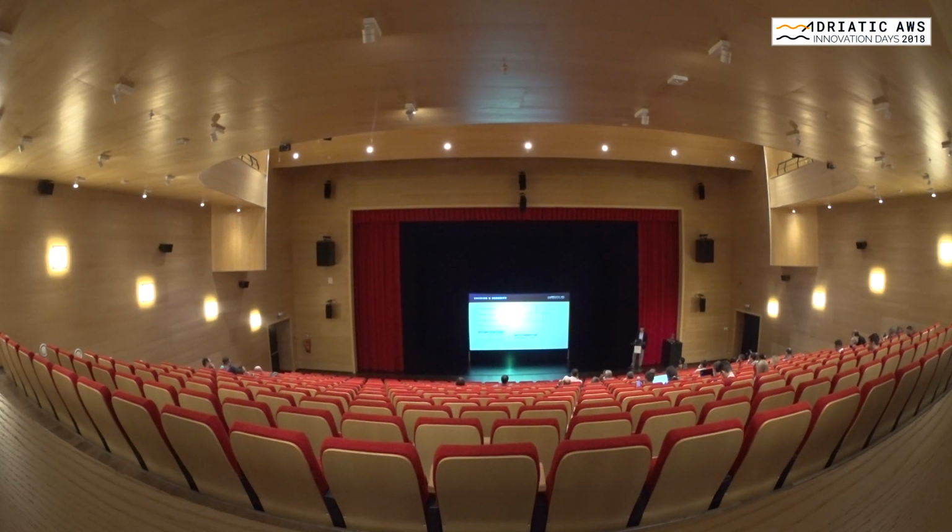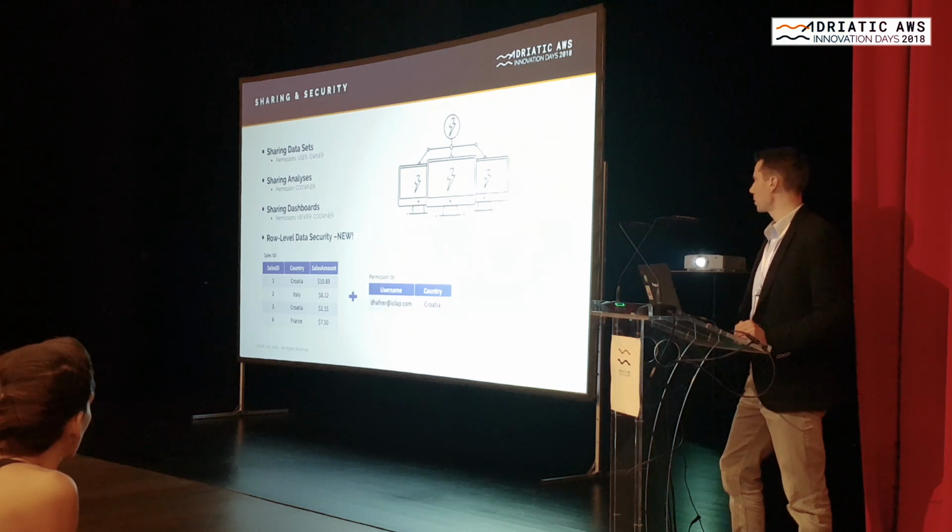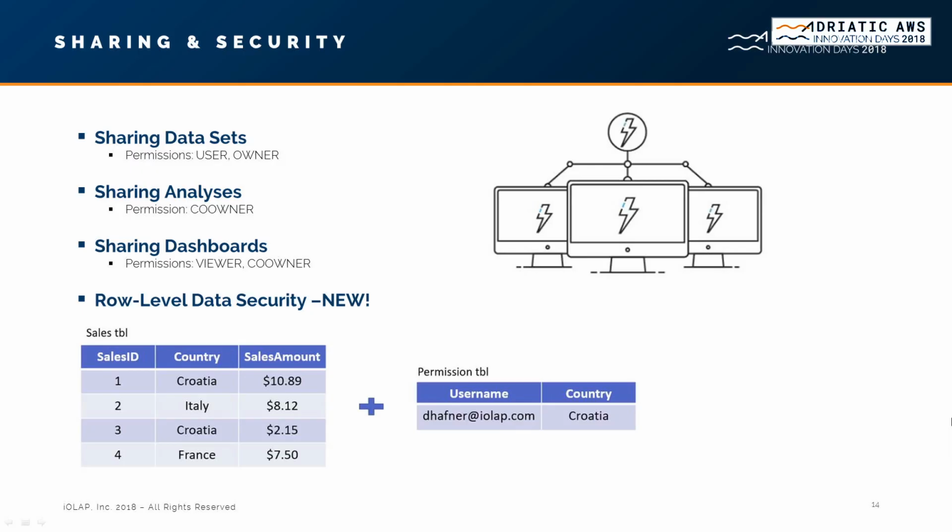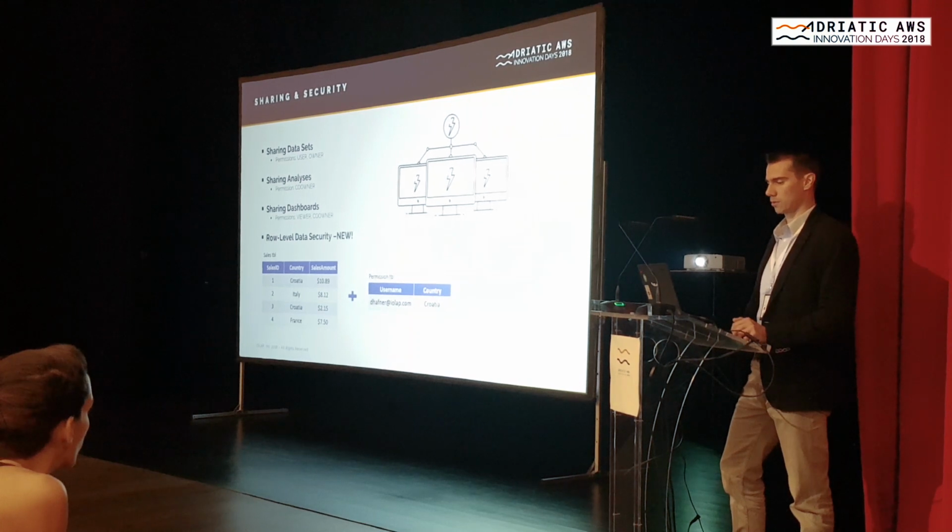In QuickSight, you can share your data sets, analyses, or dashboards. If you share your data sets, you can set two permissions, user or owner. If you set a user permission, then the user can only see data sets and create analytics from them. But if you add permission as an owner, that user can edit those data sets.